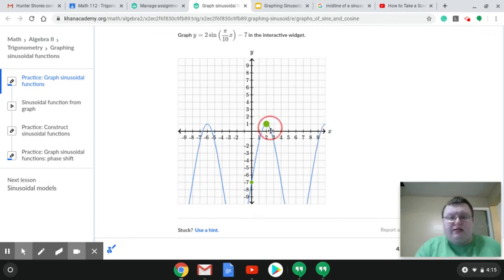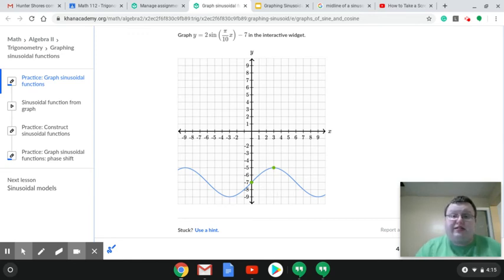So I'm just going to shift this down a little bit so it doesn't look so crazy right now. I've got to figure out where to shift this. We've got the midline right here. It's y equals -7. That comes from the -7 right here. So the amplitude is 2. So I know I'm going to go up to -5 and I'm going to go down to -9. So actually I've got it set right as far as the amplitude.